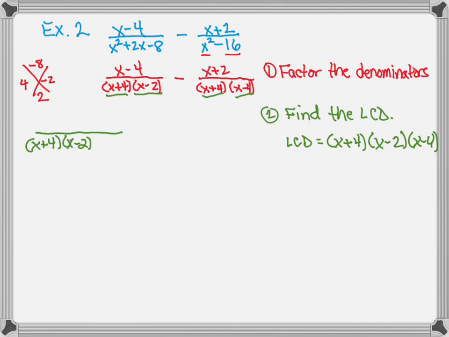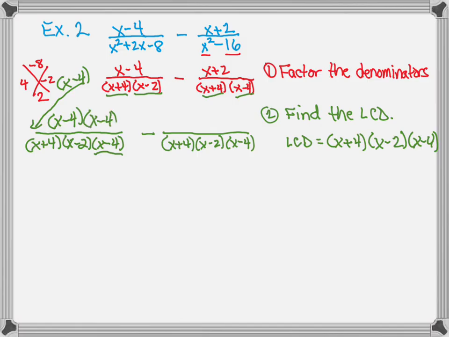So let's convert our fractions so they have our LCD. So for my first fraction, the additional factor in my denominator is this x minus 4. So that's what I needed to multiply my old denominator by to get my new denominator. So that's what I also need to multiply my numerator by. So my new numerator becomes x minus 4 times x minus 4.